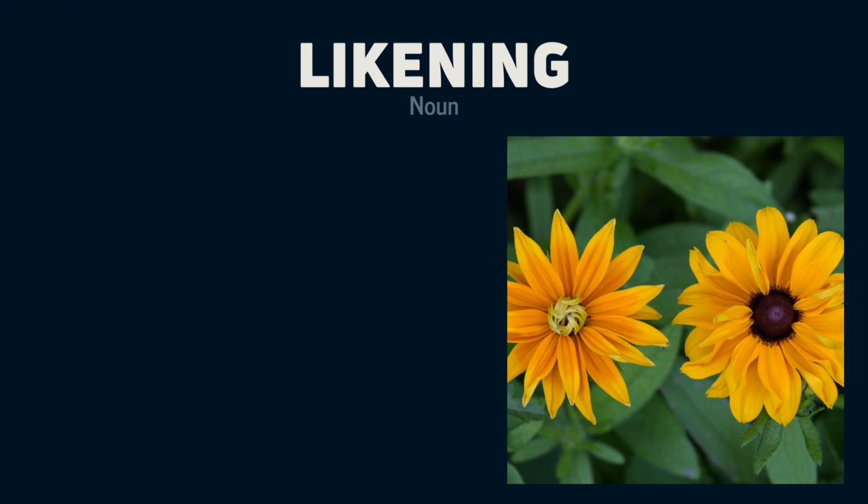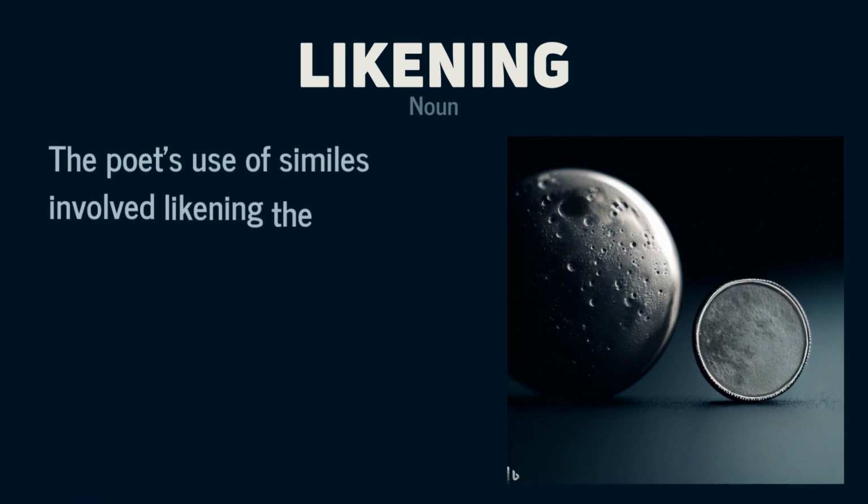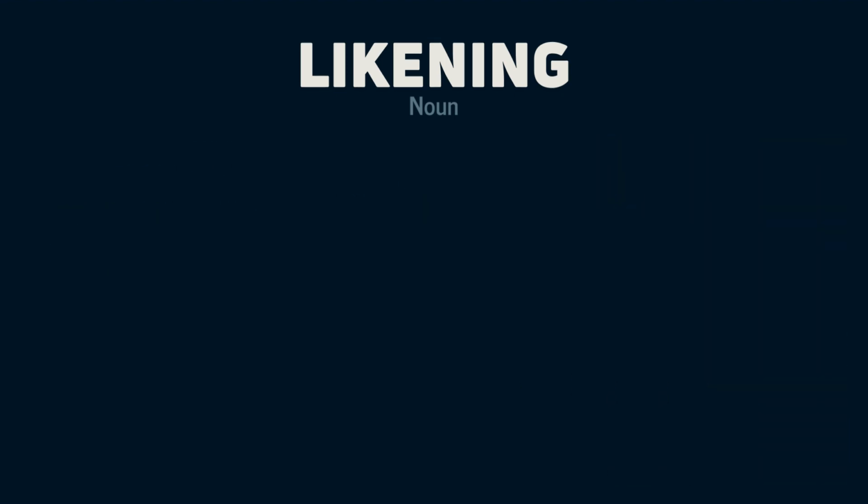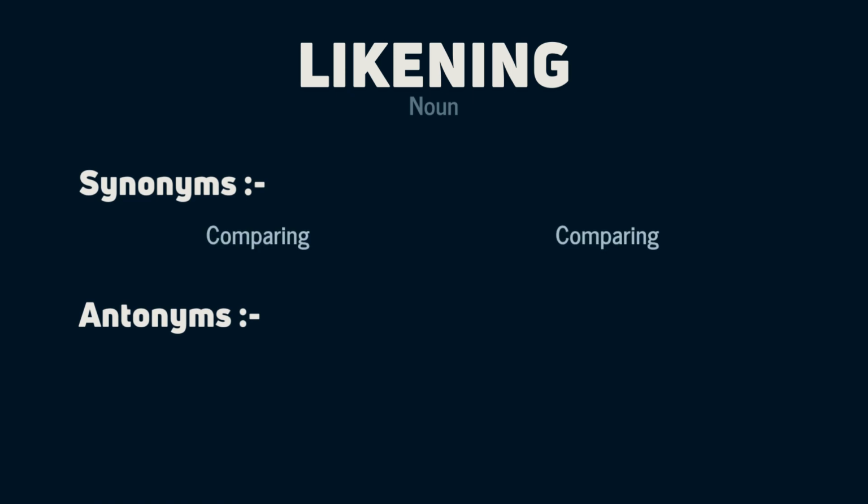Look at this example. The poet's use of similes involved likening the moon to a silver coin. Means the poet compared the moon to a shiny silver coin to describe its appearance. जब आप दो चीजों को पसंद करते हैं और देखते हैं कि वे समान हैं, you're likening them.